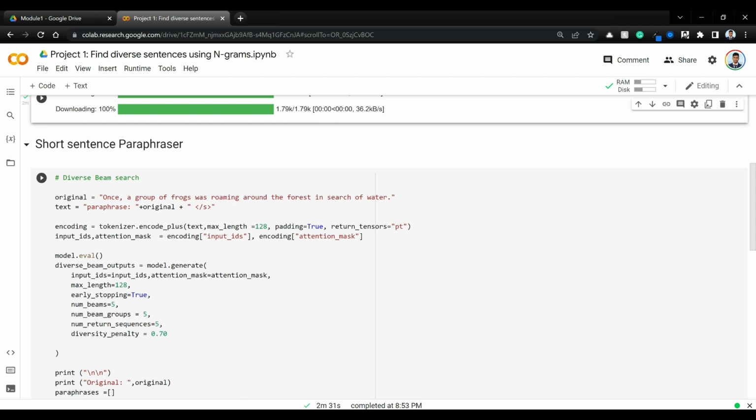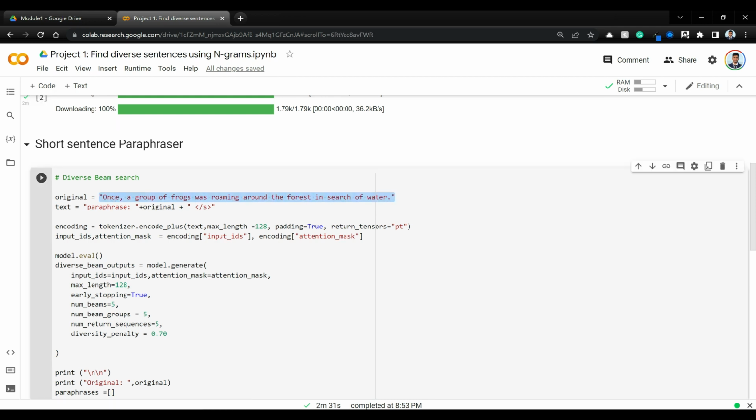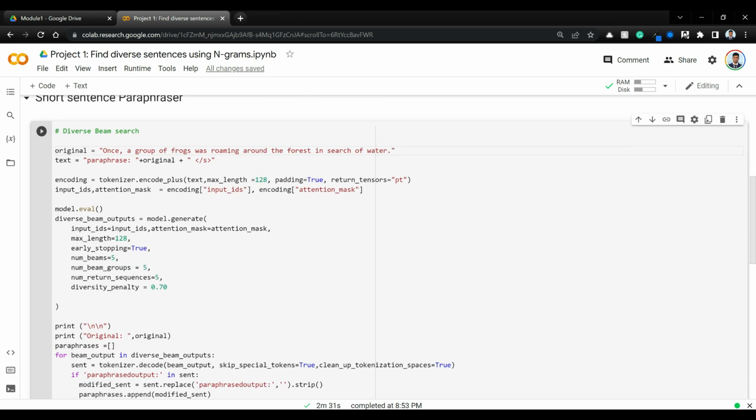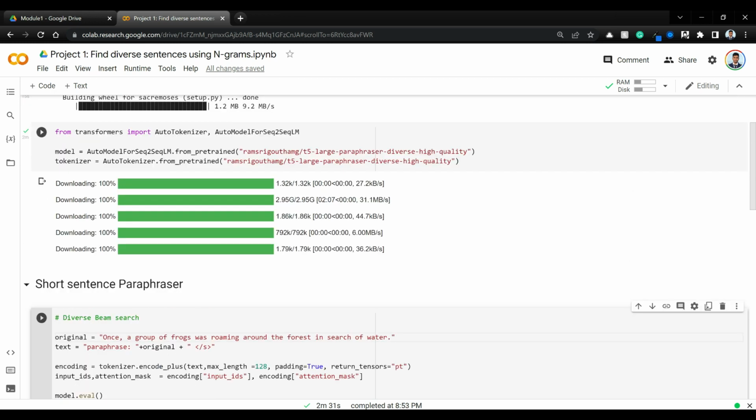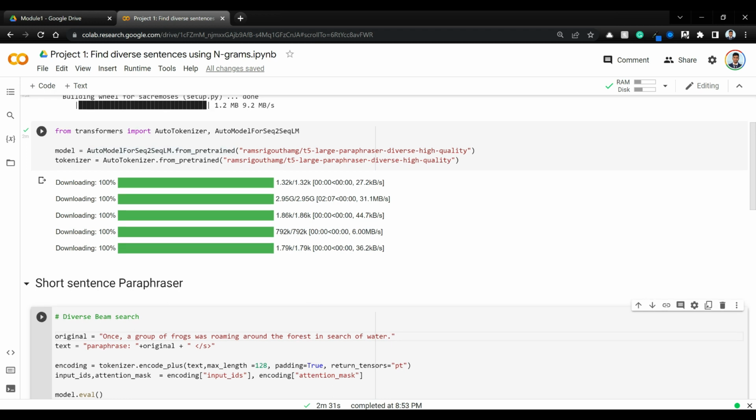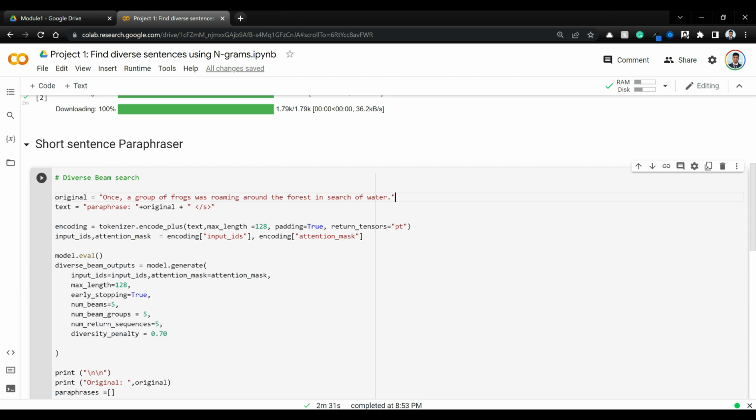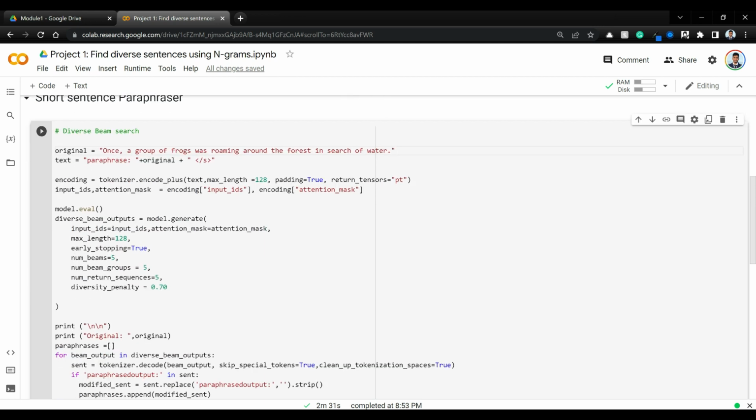This is essentially where we use our paraphraser and generate paraphrased versions of a given sentence. So we have this sentence: once a group of frogs was roaming around the forest in search of water. And what we are going to do is use this model that we downloaded. This is the model that I've already pre-trained and kept on Hugging Face Transformers library, but you can use it directly to generate paraphrase of this sentence.